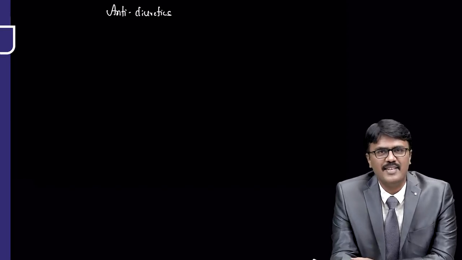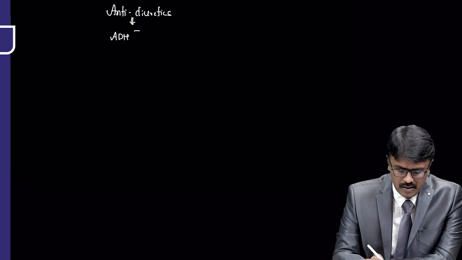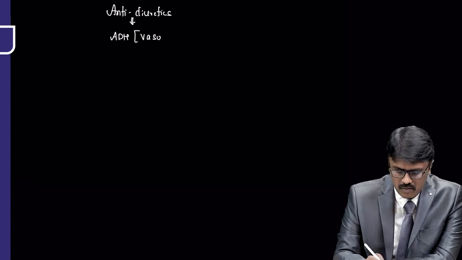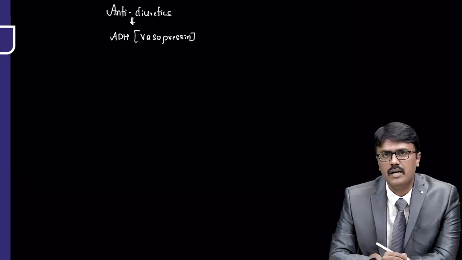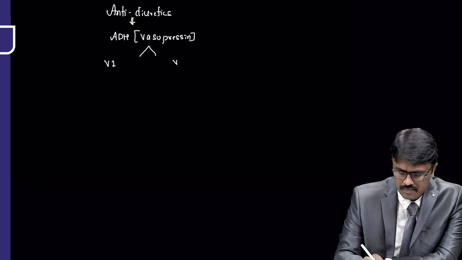Hi everyone, and in this topic, I'll be discussing antidiuretics. We have a hormone called antidiuretic hormone, ADH. Is there any other name for that? Yes, the name is vasopressin. Now, we have two receptors, V1 and V2.